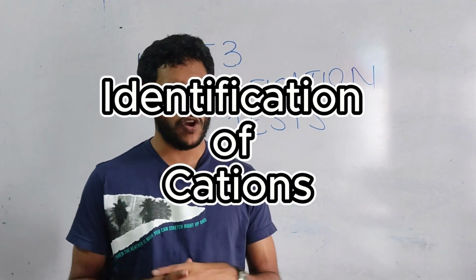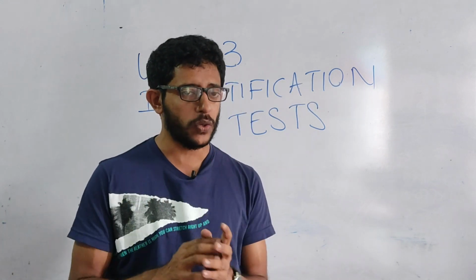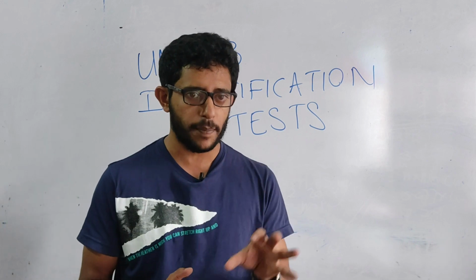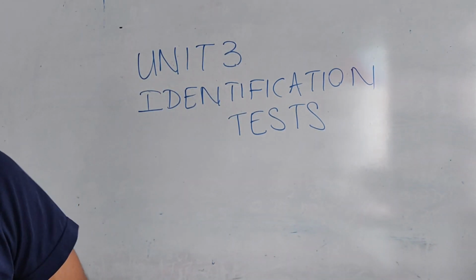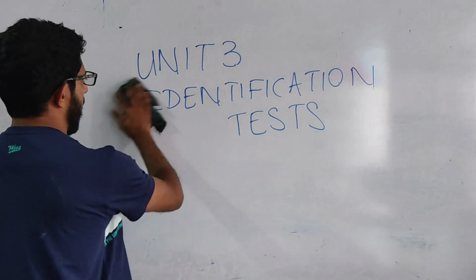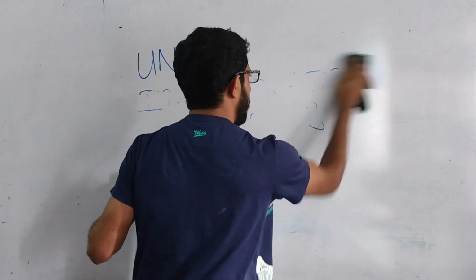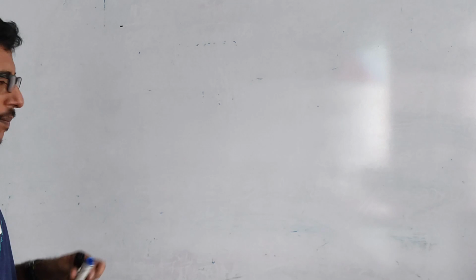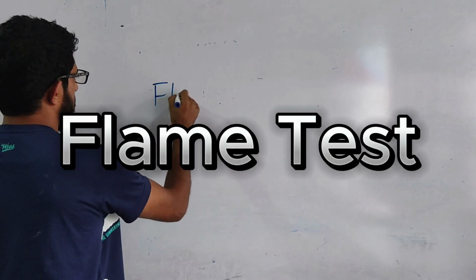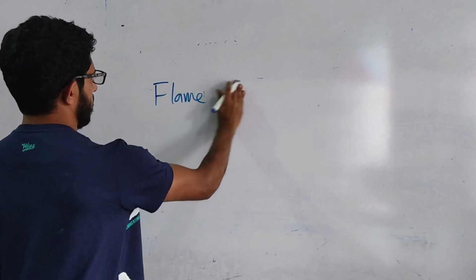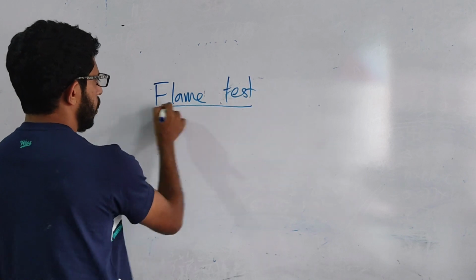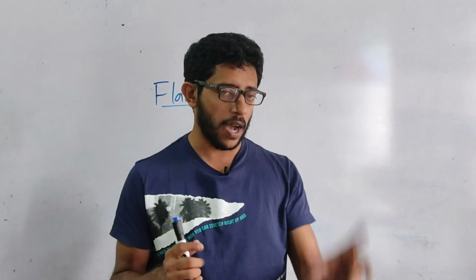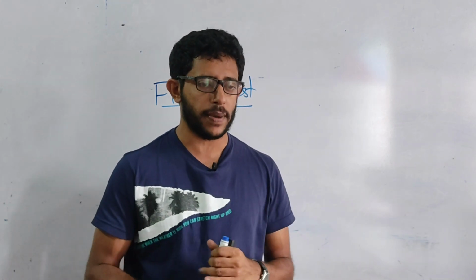I put a separate video on how we can do them practically. Today we mainly focus on the basic theory part. So for identification of cations, mainly we have the flame test to do. The flame test is a common method we use to identify most of the cations. How we do the flame test, those steps have been asked in both Unit 3 and Unit 6 papers.